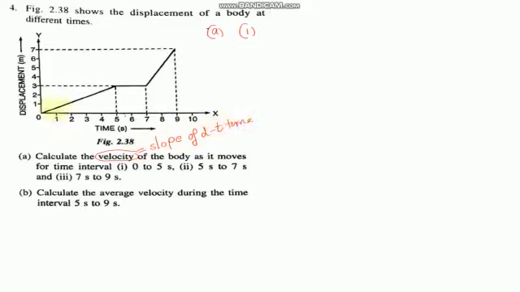Now from 0 to 5 seconds, this is the portion. From 0 to 5 seconds we have to find the slope of this. So velocity from 0 seconds to 5 seconds is equal to the slope of this line. Now what is the slope? Perpendicular distance over horizontal distance. What is this perpendicular distance? Perpendicular distance is 3 minus 0. And what is the horizontal distance? Horizontal distance is 5 minus 0. So this is 3 by 5, which is equal to 0.6 meter per second.